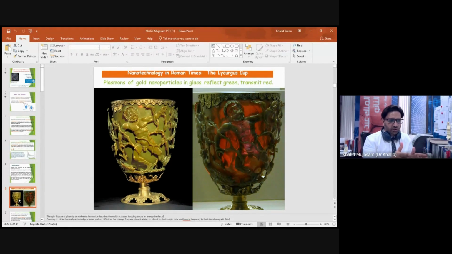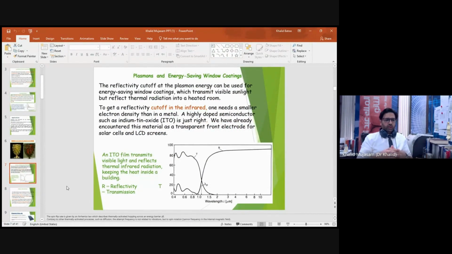This is the plasmon of gold nanoparticle in glass, which reflects the green one but transmits the red one. So there is a possibility that certain light beams are being absorbed, certain are being transmitted and certain are being reflected, and accordingly you will have different kinds of pictures and different kinds of views. Overall, for example, if we are talking about ITO, indium tin oxide material, as the light we try to put on a material like ITO, the incident light, a certain part of it is getting transmitted and a certain part is getting reflected.